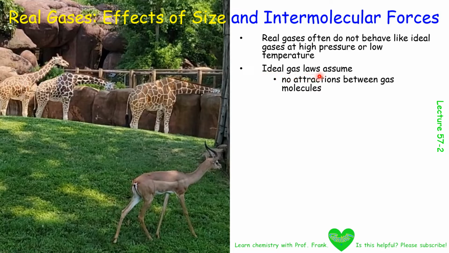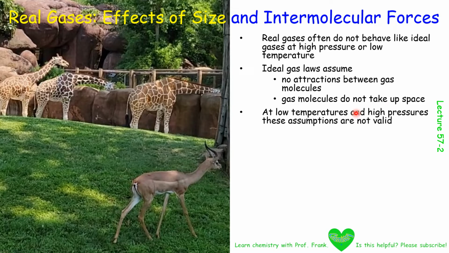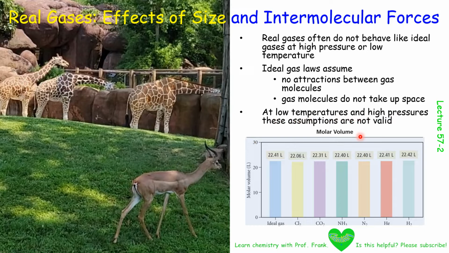For ideal gases, we assume that there are no attractions between gas particles. Also, gas particles don't have volume, remember? We assume they do not have volume. That's why they don't take up space. However, at low temperatures and high pressures, those assumptions are not valid anymore.